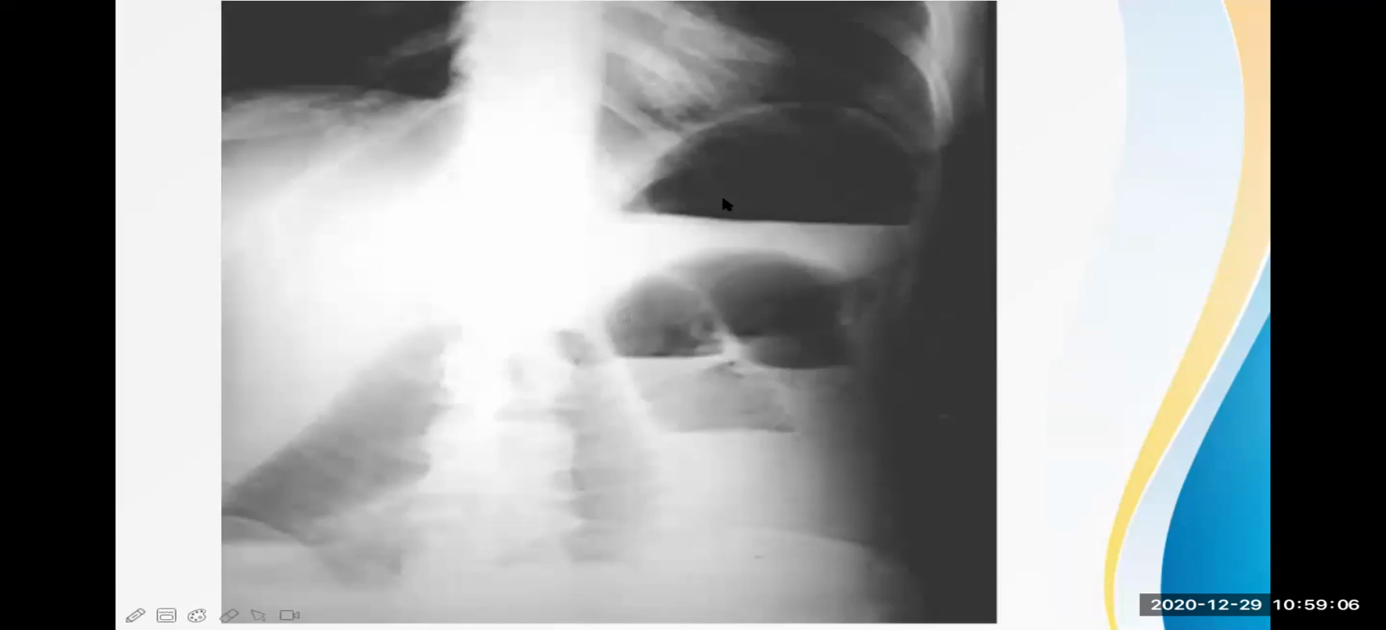This is definitely an erect view. Look at this fundic air shadow. This is called the fundic air shadow, the air fluid level. And at the same time, look at this. There are a lot of other air fluid levels also. So this is also a case of acute intestinal obstruction.